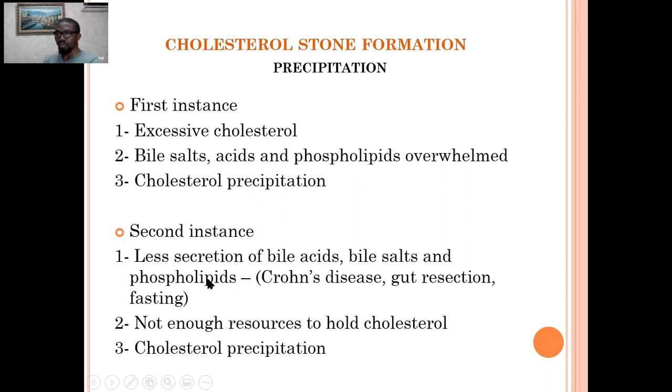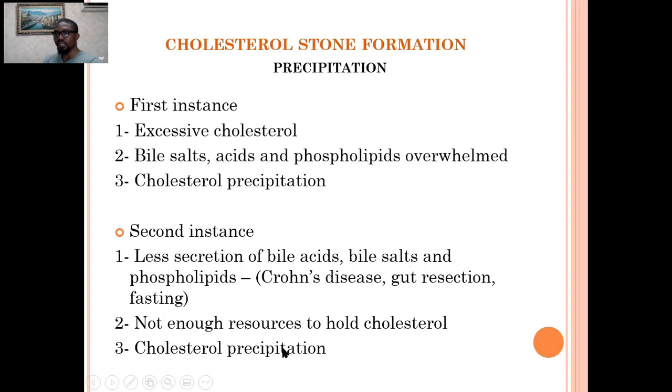Deficiency in bile salts can be as a result of Crohn's disease or after gut resection, or even as a result of fasting when there is prolonged sequestration of bile salts in the gallbladder. So as you may have guessed, in this second scenario, there won't be enough resources, namely the bile salts and the phospholipids, to hold the cholesterol in the solution. Therefore, the cholesterol will move out of the solution and turn into stones.